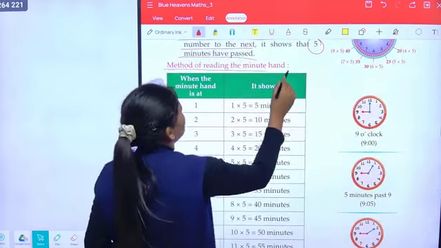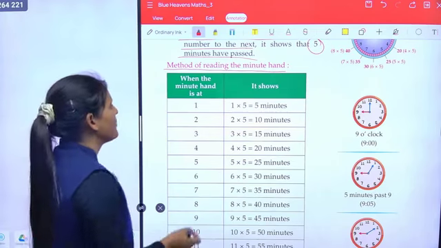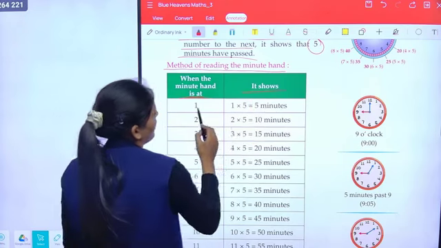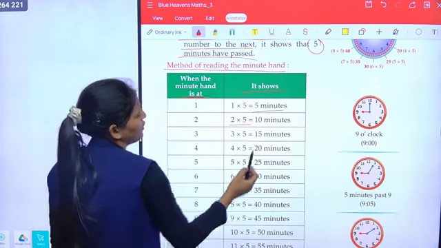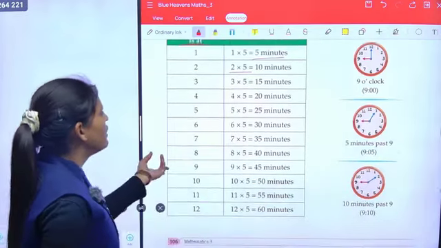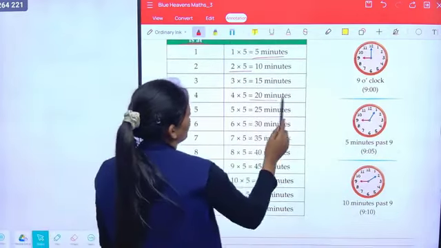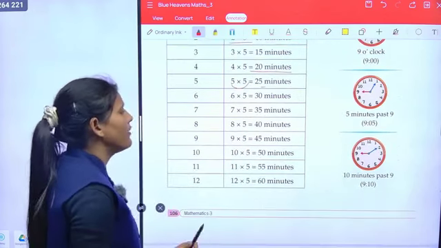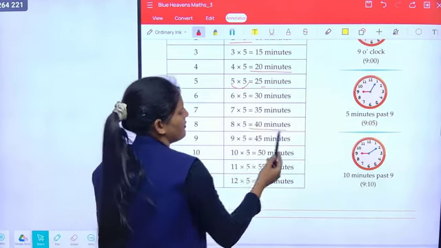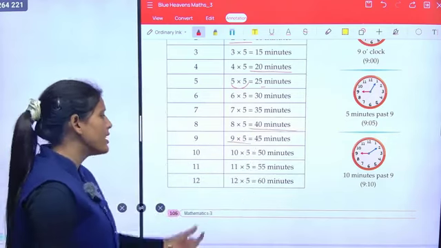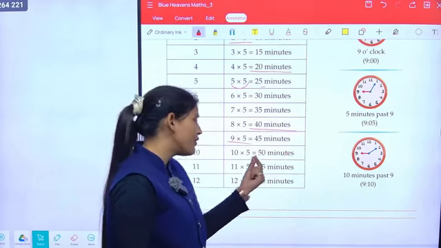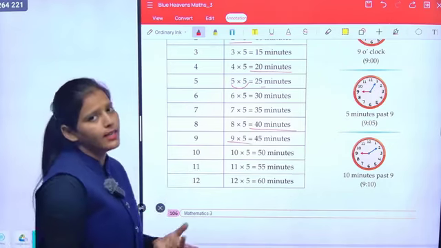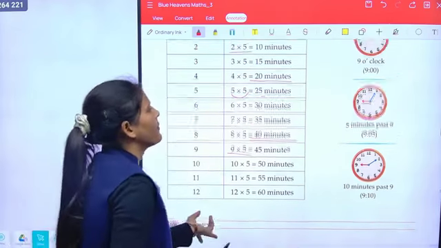Now method of reading the time. When the minute hand is at 1, it shows 1 into 5, 5 minutes. 2 into 5, 10 minutes. 3 into 5, 15 minutes. 4 into 5, 20. 5 into 5, 25. 6 into 5, 30 minutes. 7 into 5, 35. 8 into 5, 40 minutes. 9 into 5, 45 minutes. 10 into 5, 50 minutes. 11 into 5, 55 minutes. And 12 into 5, 60 minutes. That is 1 hour. Okay.